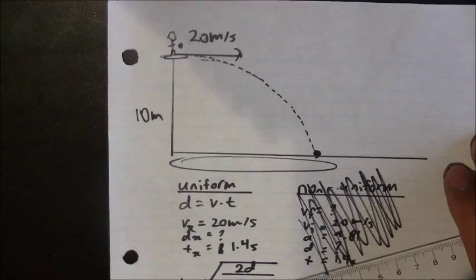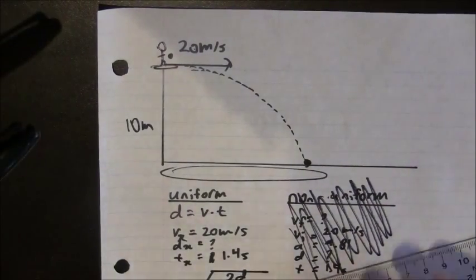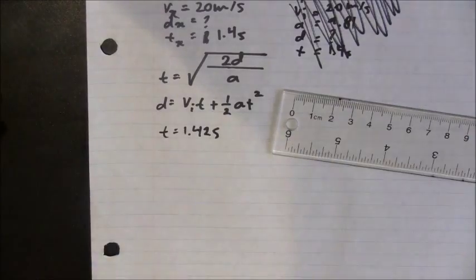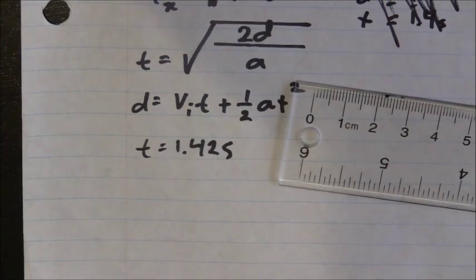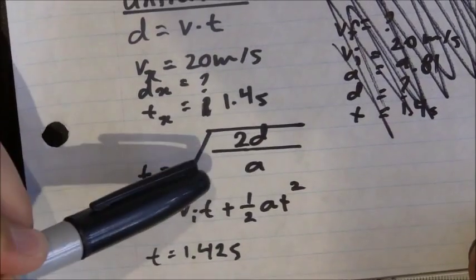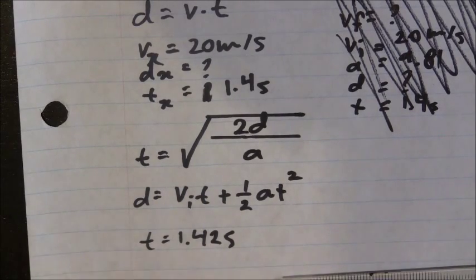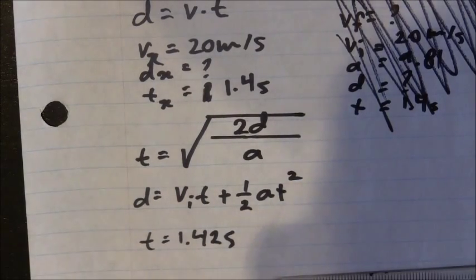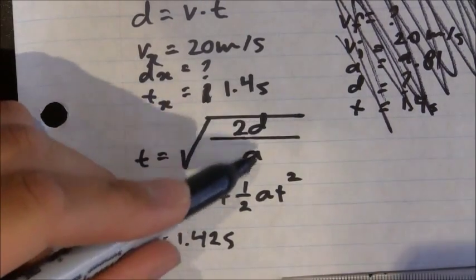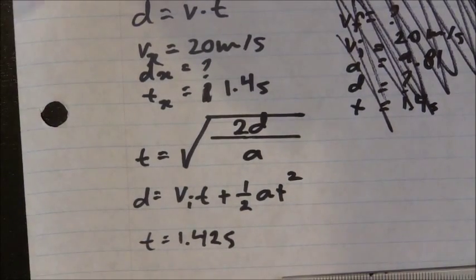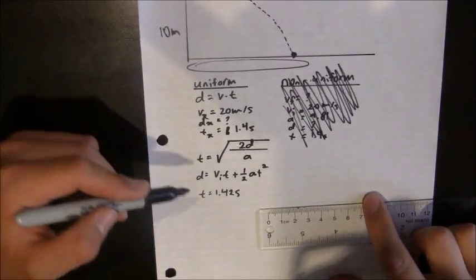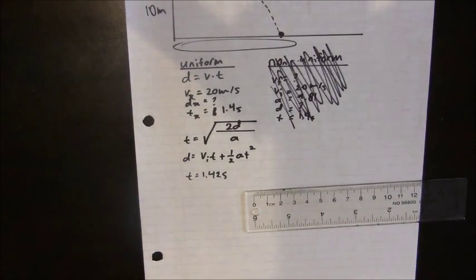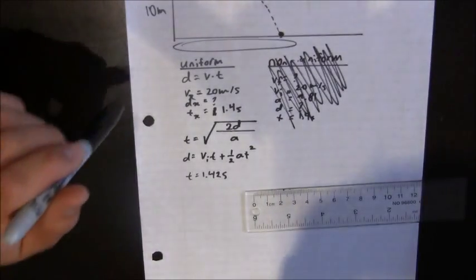Well, we can go back to the previous section and we can find that through this formula here, non-uniform motion. We can get the time it takes for an object to hit the ground, rearranged. We know the vertical distance is 10 meters, and we know acceleration is 9.81, so we can plug that directly in and say our time it takes to hit the ground is 1.42 seconds.